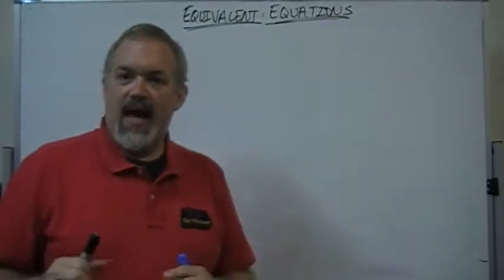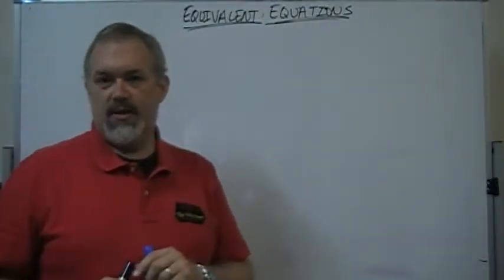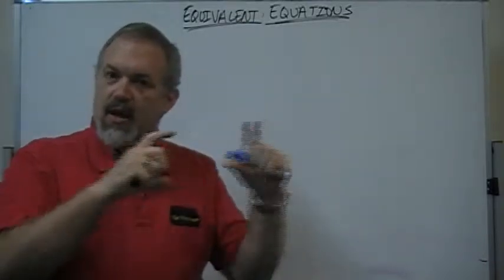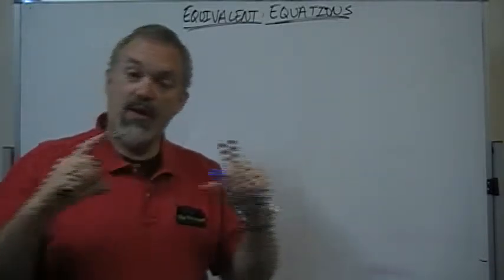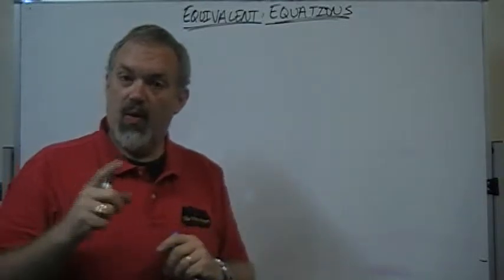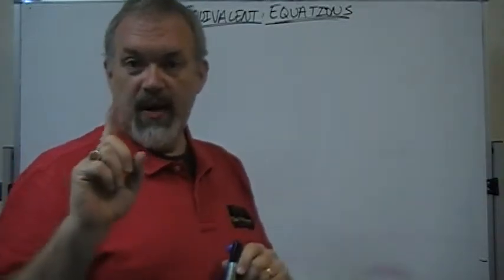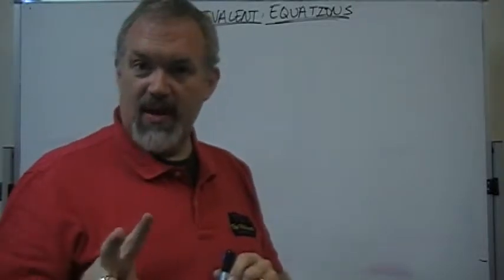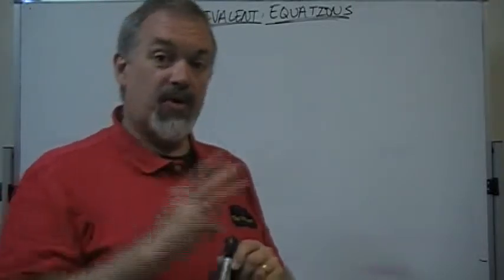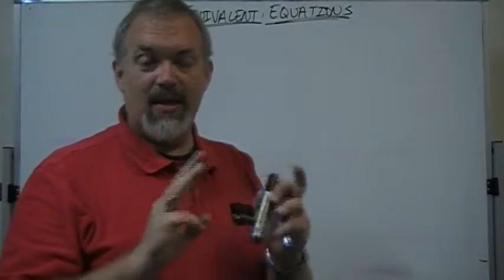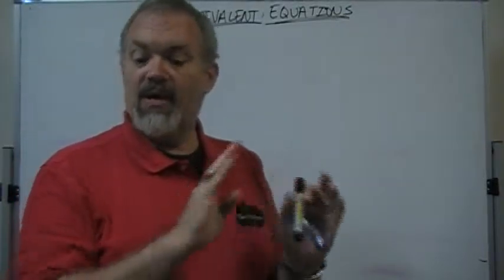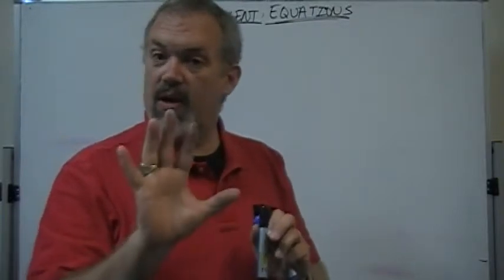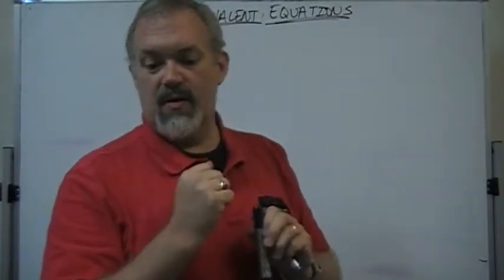Alright, our topic today is equivalent equations. What we're talking about is two different equations that we can move from one to the other by doing one of five things. We can add the same thing to both sides. We can subtract the same thing from both sides. We can multiply both sides by anything other than 0. And we can divide both sides by anything other than 0. Or the fifth thing we can do is just flip the equation around.